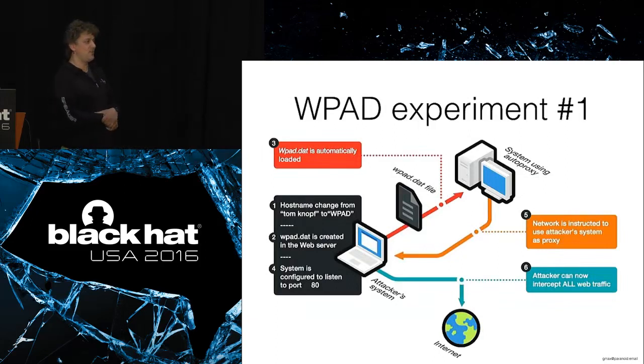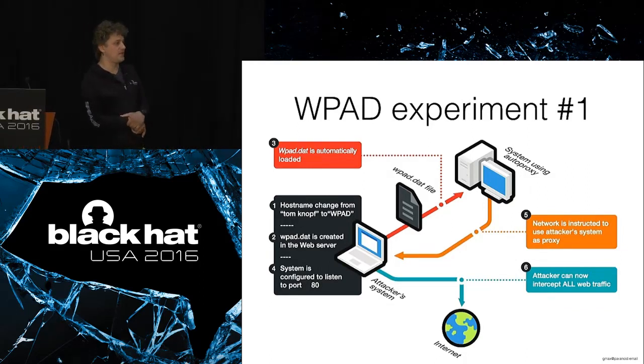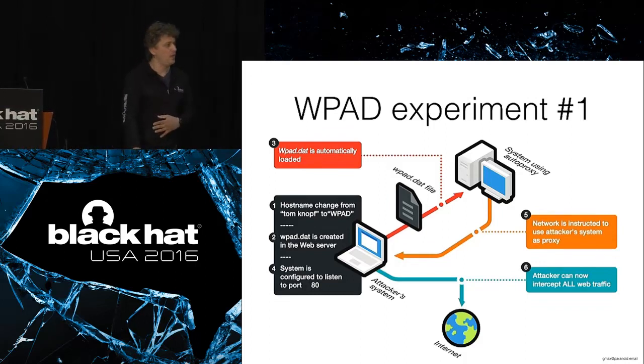And I made several experiments around this problem. The first experiment was that, in case I name my machine WPAD inside the network, basically I was expecting to get some kind of traffic on my machine. So you see my laptop over here, and this laptop was literally renamed to the WPAD name. And I take my laptop to different places and see the traffic.